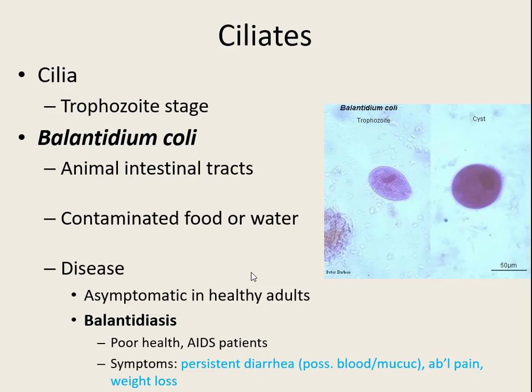Healthy adults are usually asymptomatic or have a very minor diarrhea. But if you're in poorer health, or specifically those AIDS patients, that's when you can develop balantidiasis. This is when you have persistent diarrhea, possibly bloody mucus, abdominal pain, and weight loss. It resembles Campylobacter a lot.